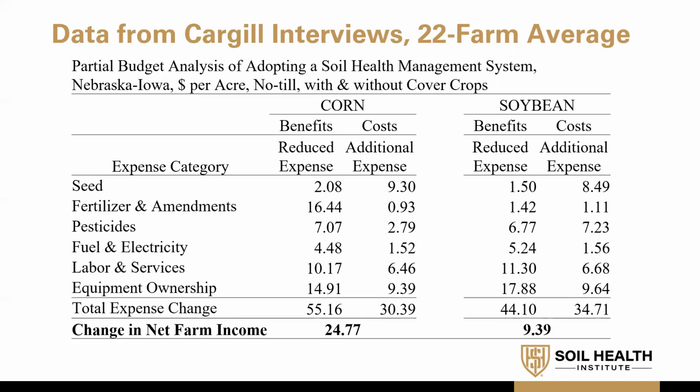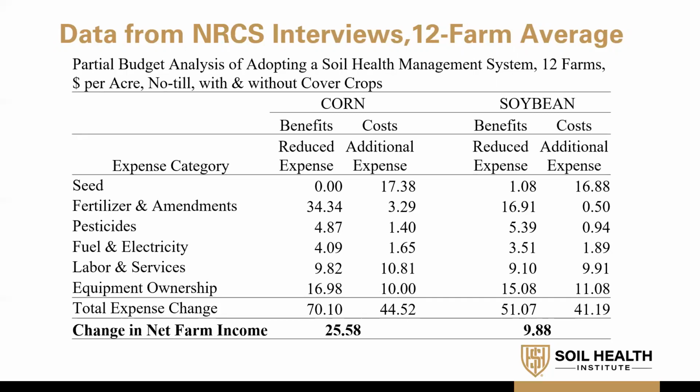Nitrogen is not used. Looking at both of them together, we see that the net change in income is about the same in each one, about $25 for corn in the Cargill collection, and then $9 for soybean. We see it's about the same thing for our 12 farm average from the NRCS data, even though the components of the expense reductions are not as similar for fertilizer and amendments. The totals do come out to be about the same.